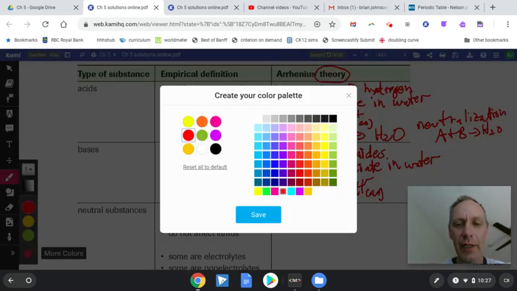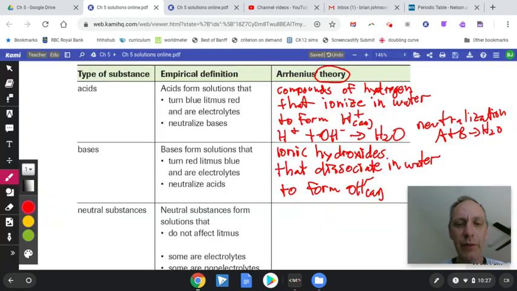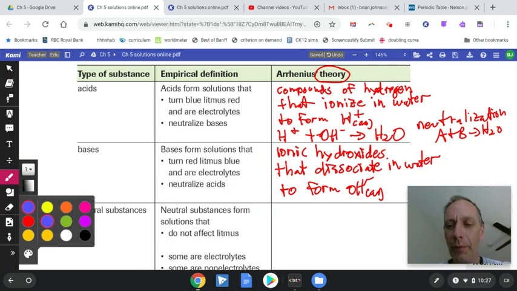I'm just going to grab, I don't have a nice blue here. So now let's see if I can get blue on my palette. There we go. Blue for base and red for acid. Okay, so if you're using pH tests, the hydrogen ion turns pH paper red and the hydroxide ion turns pH paper blue on our diagnostic tests.